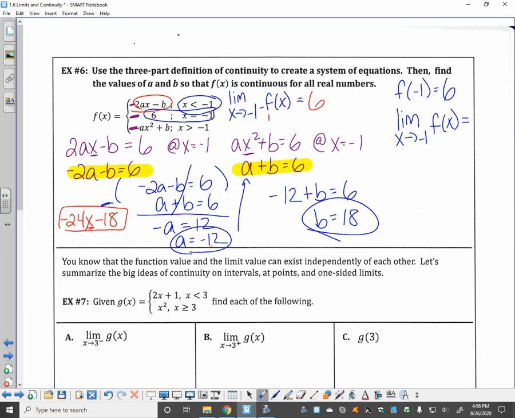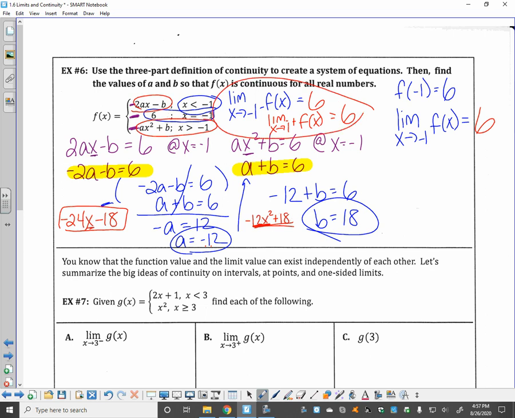Okay, now I got to do the limit as x approaches -1 from the right. Okay, so that would be this guy. So now let me go build him up with the a's and the b's. So if a is -12, so -12x squared plus 18, and I'm headed to -1, that would make that a +1. That's still a -12. That would make this a 6. Okay, so now I can say that limit is a 6. Aren't these a pain in the rear end?